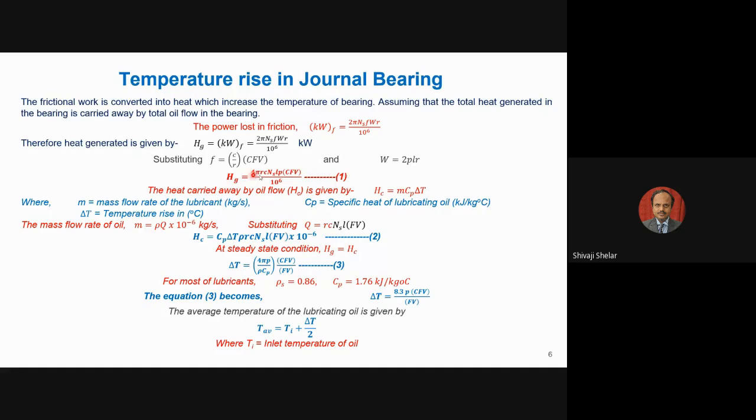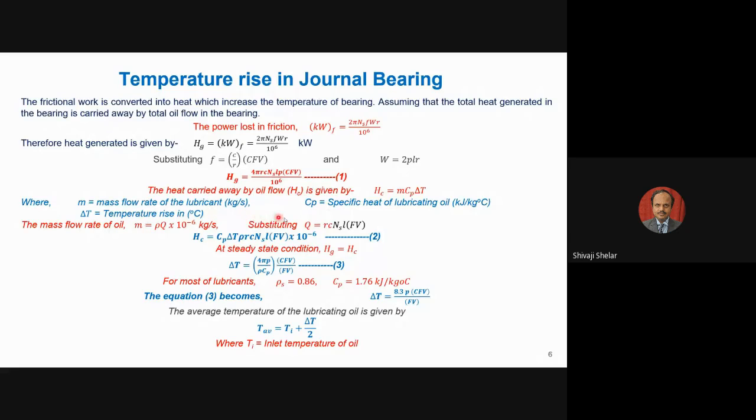Now this heat is taken away by oil. We are assuming that this entire heat is taken away by the oil. So the heat carried away by oil, say HC, is given by m dot into Cp into delta T. Here it is m dot, the mass flow rate of the lubricant in kg per second. Cp is the specific heat of the lubricating oil, and delta T is the temperature rise in degree Celsius.